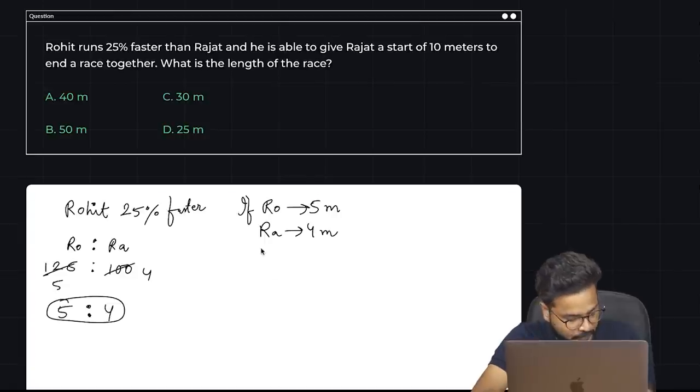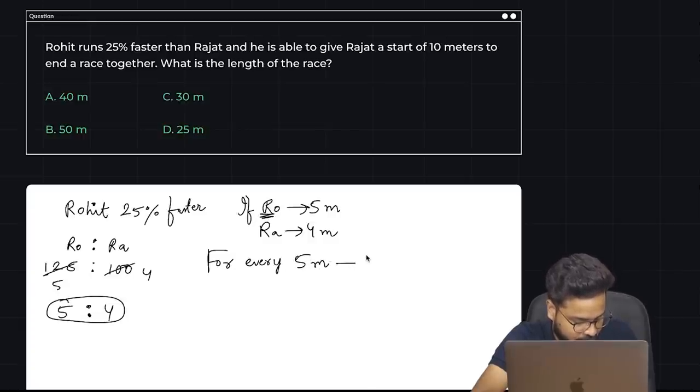All right. So that means for every 5 meters that Rohit is running, Rajat is getting delayed by 1 meter.